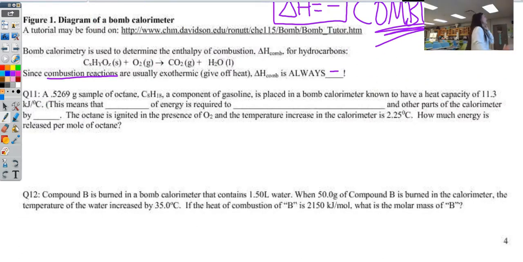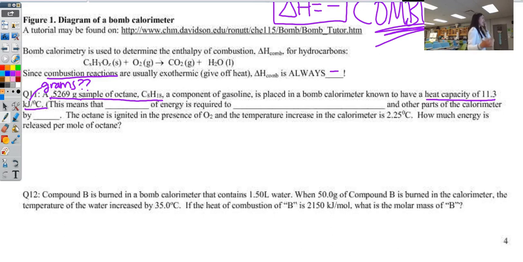The first one says that we have a 0.5269 gram sample of octane, C8H18, which is in gasoline. It's put in a bomb calorimeter with a heat capacity of 11.3 kilojoules per degree Celsius. There it is. Look at the units for this. Typically, when we talk about heat capacity, we would do joules or kilojoules per gram degree Celsius. Grams are missing. Well, it's missing because they've already incorporated it into that constant, okay?